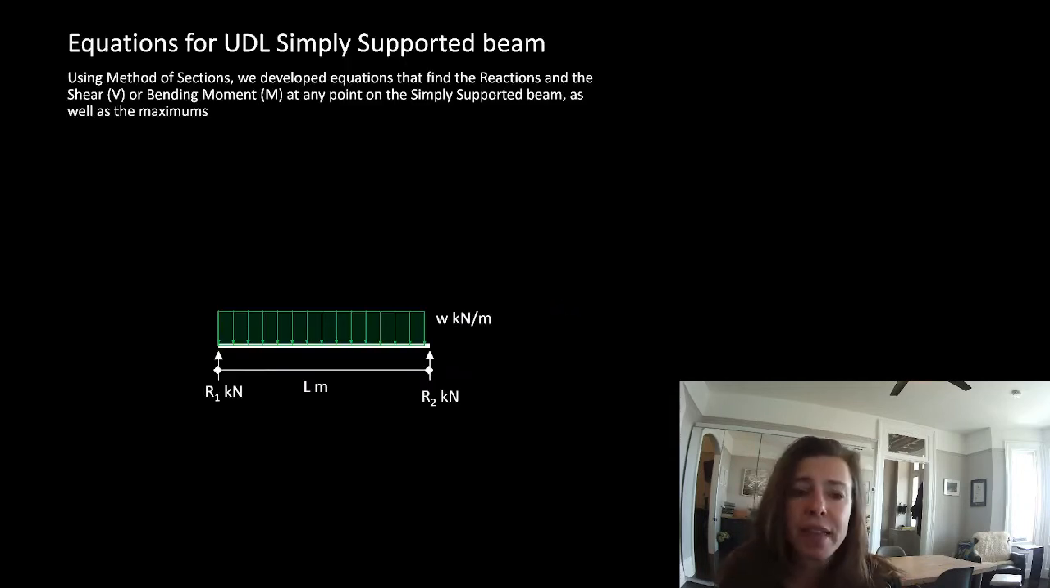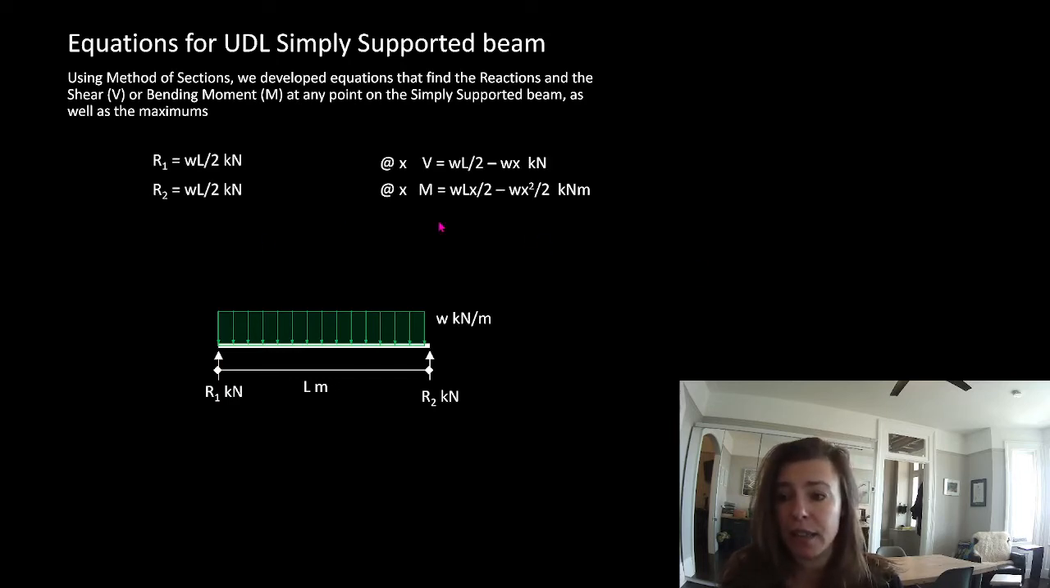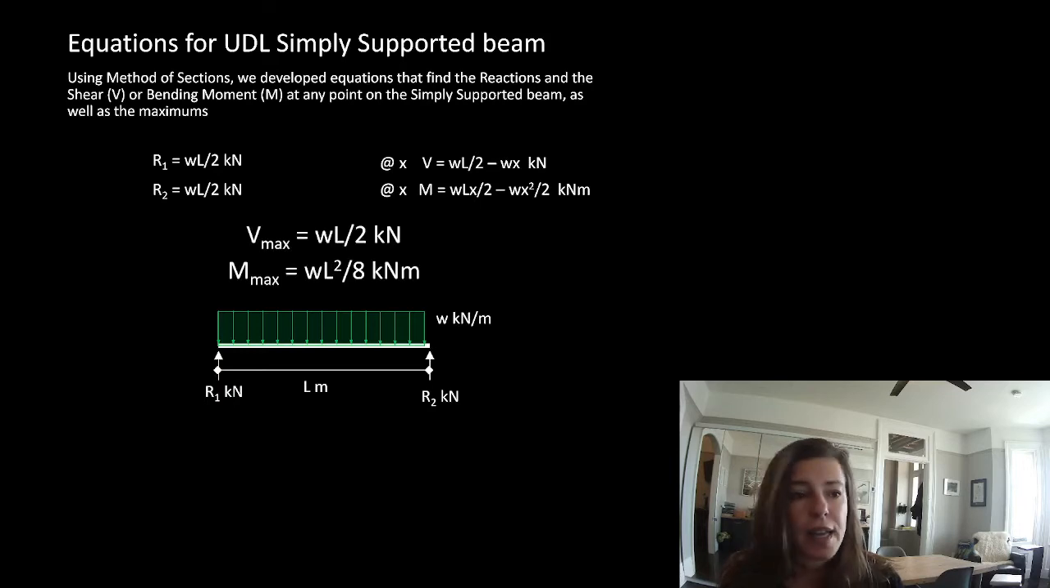So using method of sections, we develop the equations that find the reactions and the shear and the bending moment at any point on a simply supported beam. And we found the maximums, right? We found a bunch of data. If this is the most common beam, this seems like really important information right here. I can promise you next term, you're gonna plug this into your calculator like 50 times easily. This is going to be a super common thing we need to talk about.